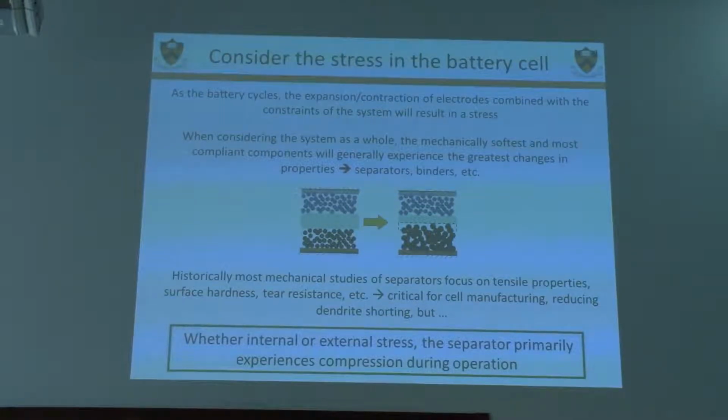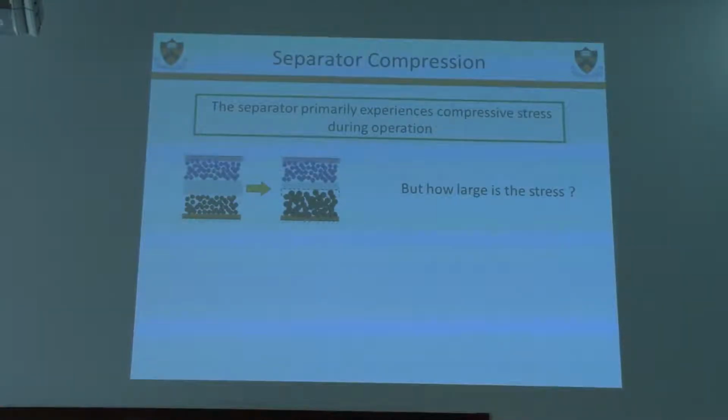Now, historically, when you think about separators, which is a polymer that separates those electrodes, people usually think about the tensile properties, because those are the properties that matter for manufacturing. But it turns out that whether it's an internal stress or an external stress, separators are primarily being compressed. And so the question becomes, what happens when you compress a separator, right?